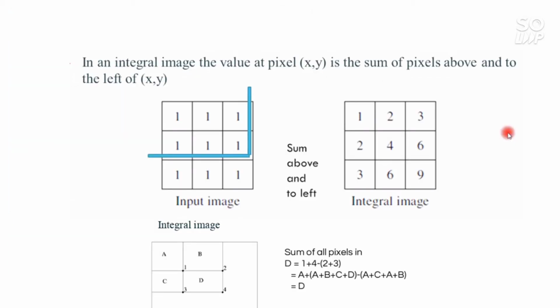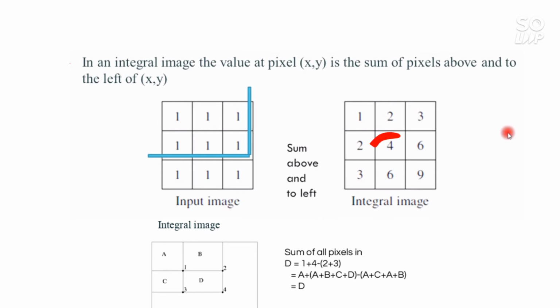This is an integral image performing the same operation. The integral image is calculated from the original image in such a way that each pixel in it is nothing but the sum of all the pixels lying to its left and above in the original image.